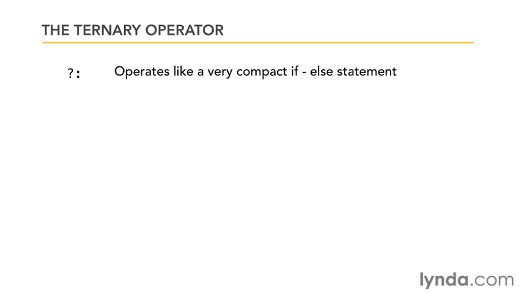So it works like this. You have a condition which evaluates to true or false, just like in an if statement. You then put the question mark next to it, and then the value that you want to be assigned in the case that the condition is true, and then a colon, and the value that you want to be assigned in case the condition is false.